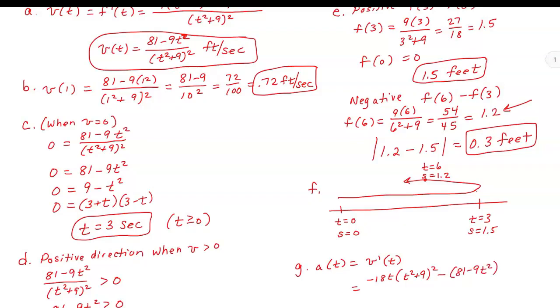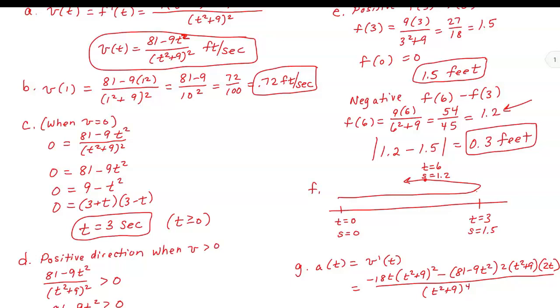And for the derivative of the denominator, I'm going to have to do the power rule first, so that'll be 2 times t squared plus 9. And then chain rule, I have to take the derivative of t squared plus 9 because that's the inner function, so that will be 2t, all over the denominator squared. So the denominator was t squared plus 9 squared, and now that'll be t squared plus 9 to the 4th.